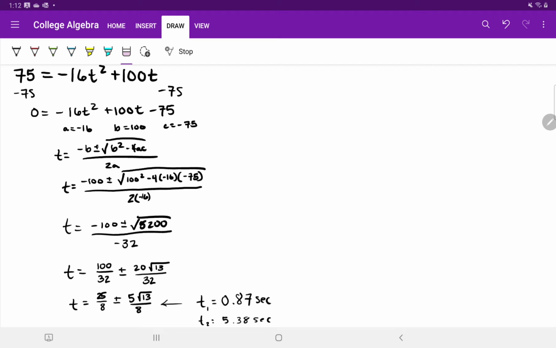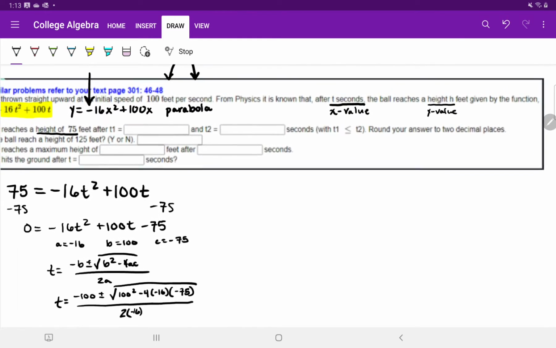We already talked about how this function is represented by a downward-facing parabola. The question they posed was, at what point will the ball reach 75 feet? So if this is 75 feet right here, our ball is going to reach 75 feet at two different times. First at 0.87 seconds, and then again later at the 5.38 second mark when it's on its way back down. So that's why we ended up with two answers there. All right, let's move on to the next part of the question.